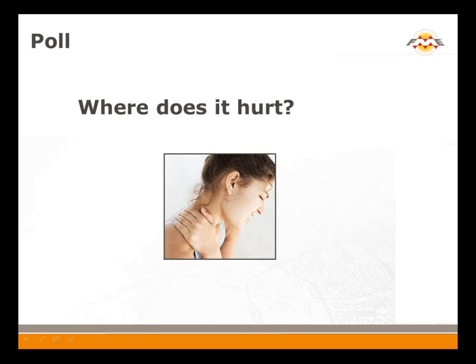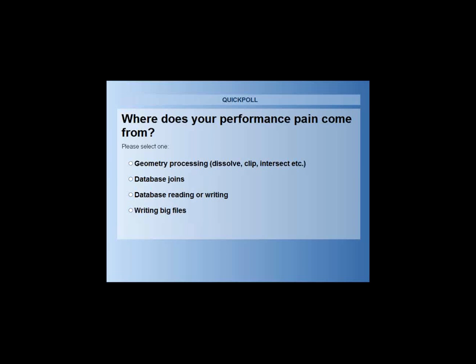And the question we have now is really, where does it hurt? Or to put it another way, where do you think your performance pain is coming from? So I'm going to launch that poll. Just have a look at the possible answers here. We want to get an idea where folks think that most of their performance problems are coming from, whether it be geometry-related stuff, database joins, database reading, writing, or sometimes just the time it takes to write big files to disk can be the bottleneck in the process.